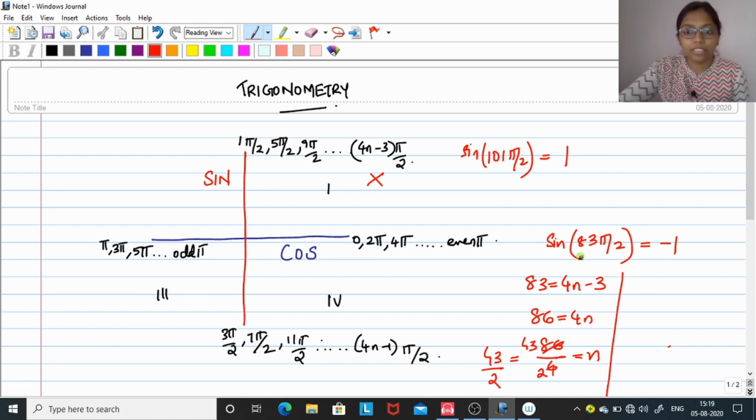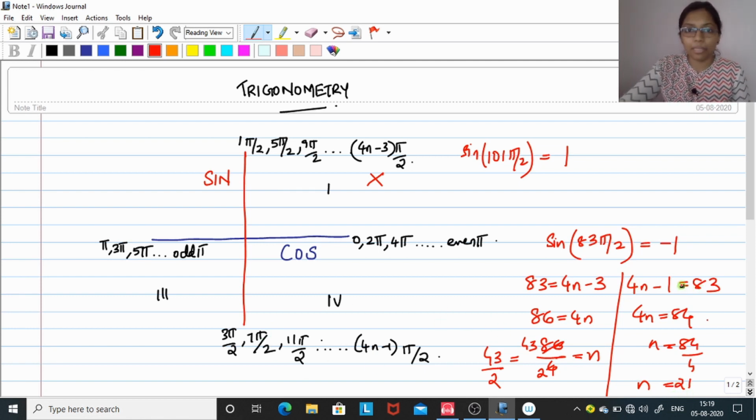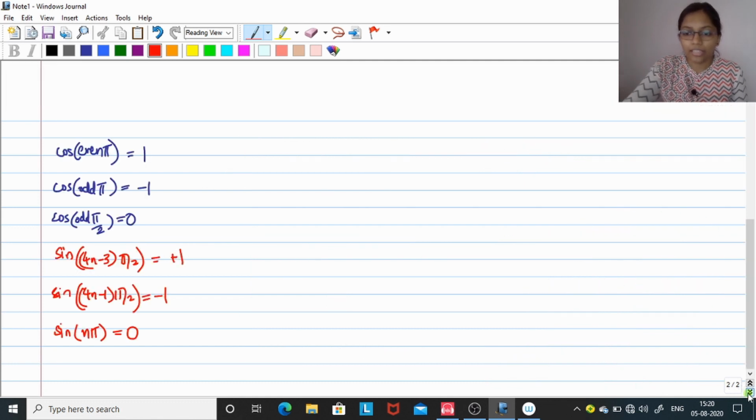We can recheck by substituting this 83 for the general term in the lower category, that is 4n minus 1 equal to 83, 4n is equal to 84, n is equal to 84 by 4, which is 21. See, in the 21st position in the lower series, the number 83 is coming. So, 83 is definitely lying in the lower section. So, the sign taken for lower angles is minus 1. Okay, that is how we take the sine and cos ratios for higher angles. This is the conclusion we have made in this session.